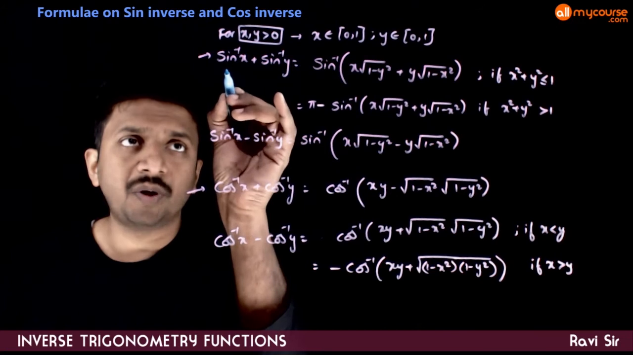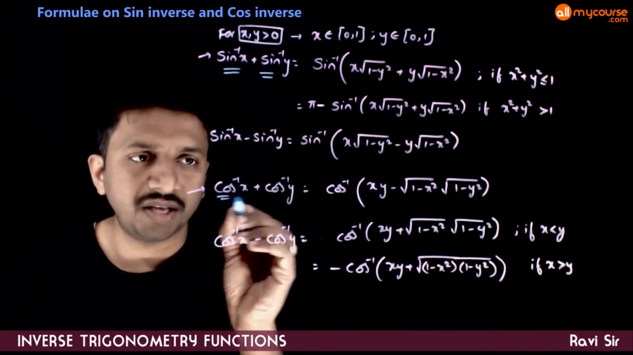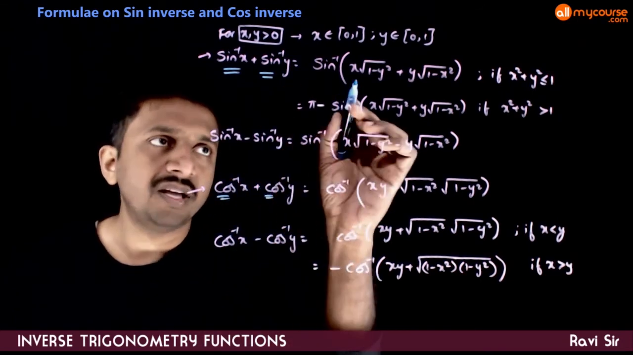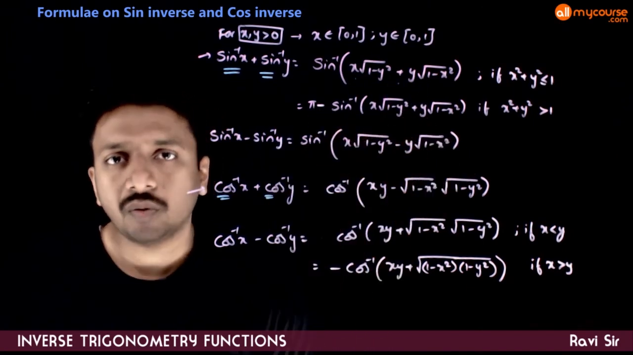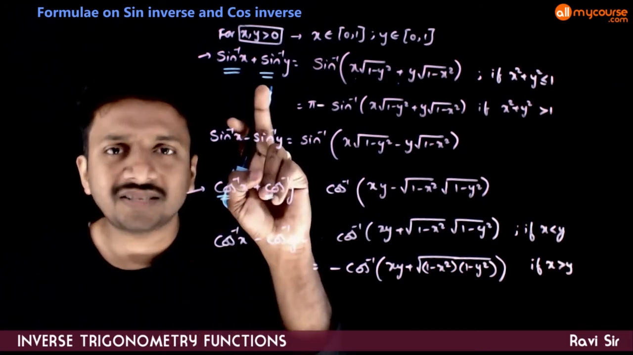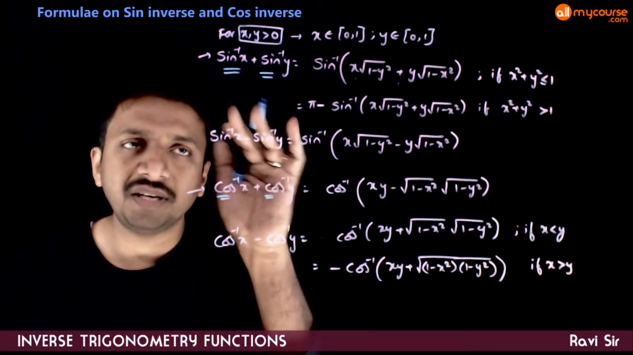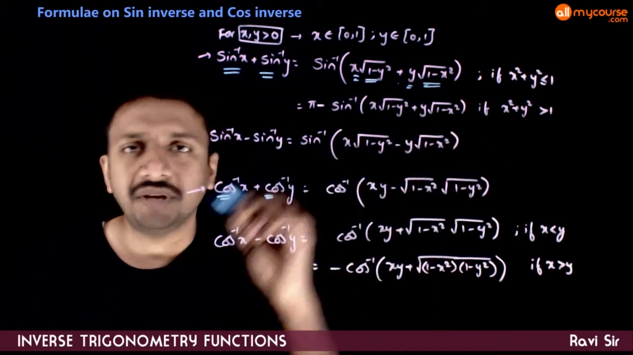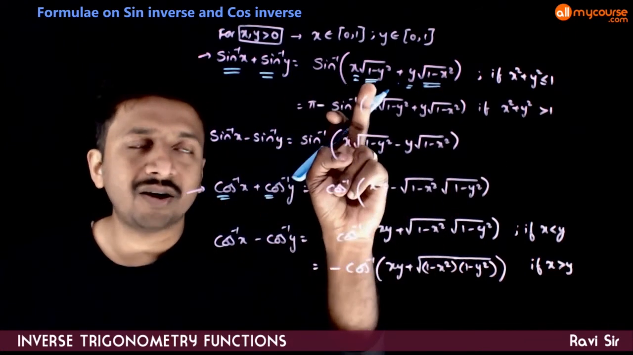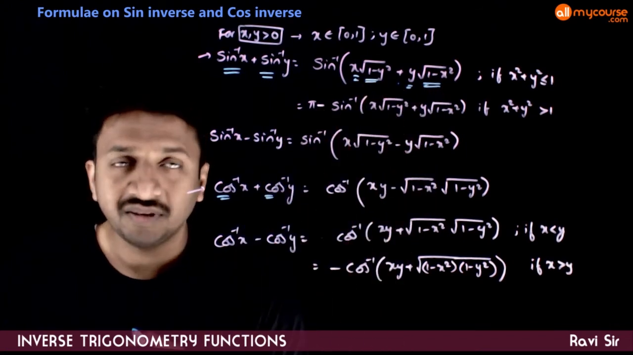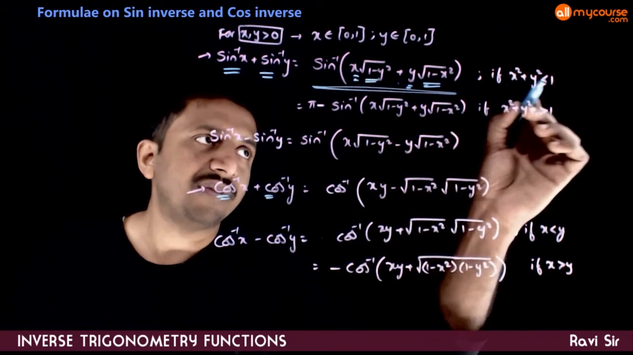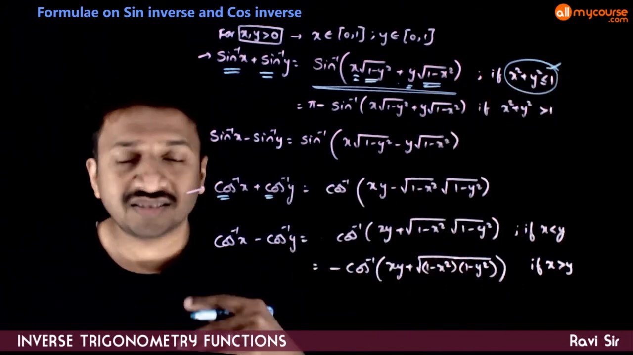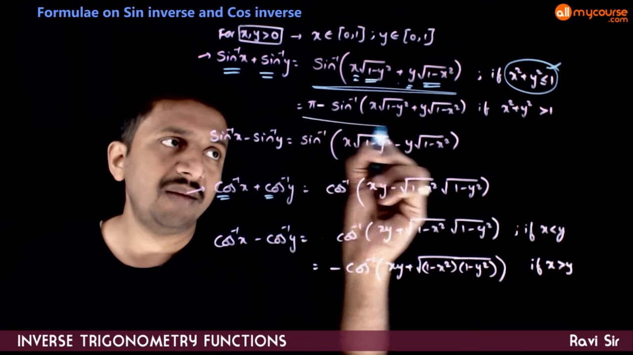Next, the formulas corresponding to sine inverse and cos inverse. Sine inverse x plus sine inverse y is equal to sine inverse of x root 1 minus y square plus y root 1 minus x square. The formulas are similar to trigonometric formulas: sine of a plus b is sine a cos b plus cos a sine b. This direct formula will be valid if x square plus y square is less than or equal to 1. And if x square plus y square is greater than or equal to 1, you get pi minus this as the answer.